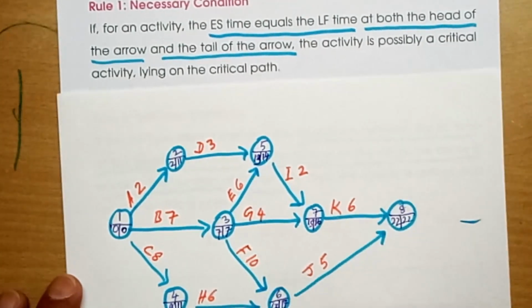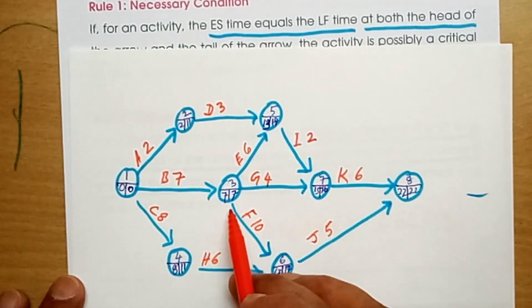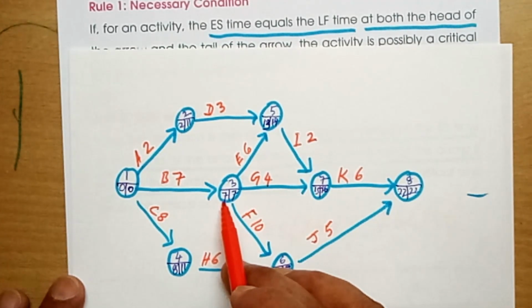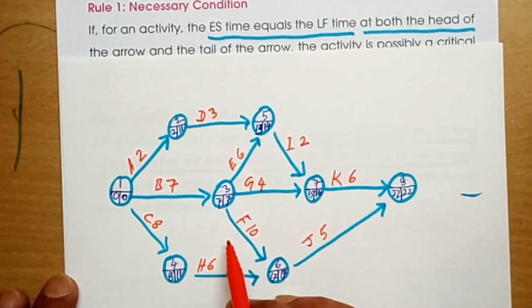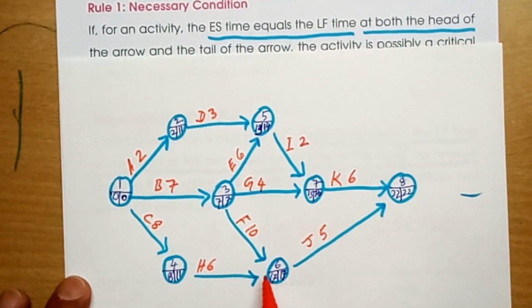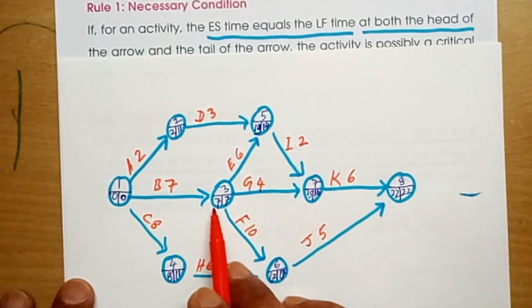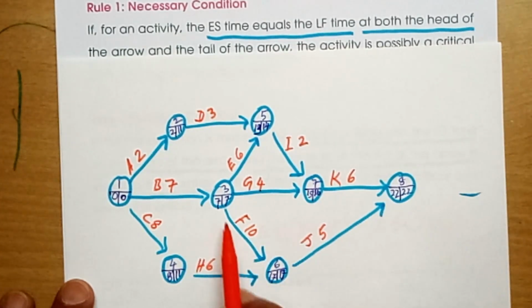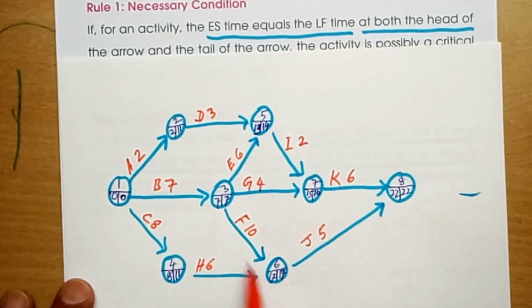The necessary condition for this activity was at the head of the arrow, earliest start and latest finish must be same, and at the tail of the arrow also, earliest start time and latest finish time must be equal. So necessary condition was fulfilled. Now let us see for this activity whether the second condition, the sufficient condition, is fulfilled. Sufficient condition was duration, that is this 10, must be equal to earliest start time at head of the arrow minus earliest start time at tail of the arrow. The earliest start time here is 17 and earliest start time here is 7. So 17 minus 7 is 10.